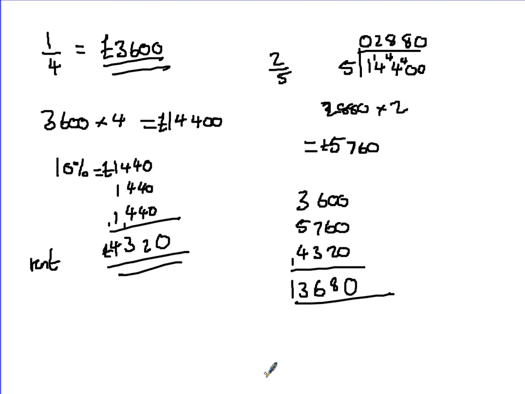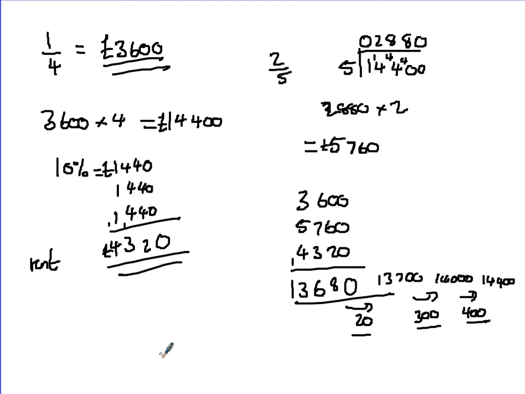We're going to then count up from there to our 14,400. So if we add 20 first of all, that'll give us 13,700. Add then 300, that goes to 14,000, and then add another £400 on top of that, 14,400. So if we put these bits together, he saved the total of £720.